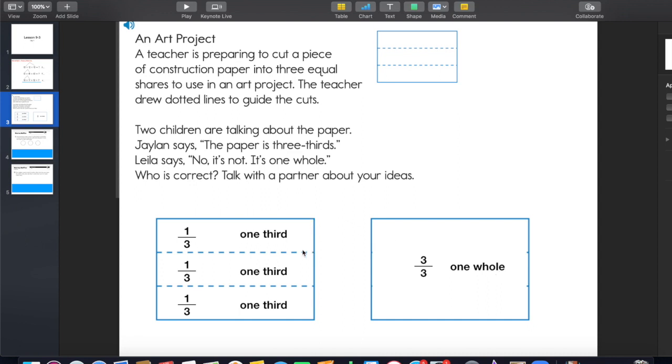So when we talk about one share, we'd say 1/3. When we talk about all the shares, we would say 1/2 or 3/3. So really, they're both correct.